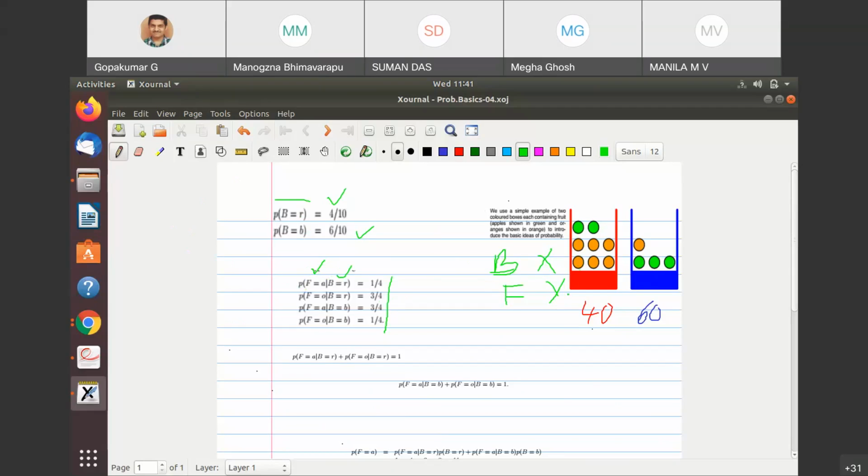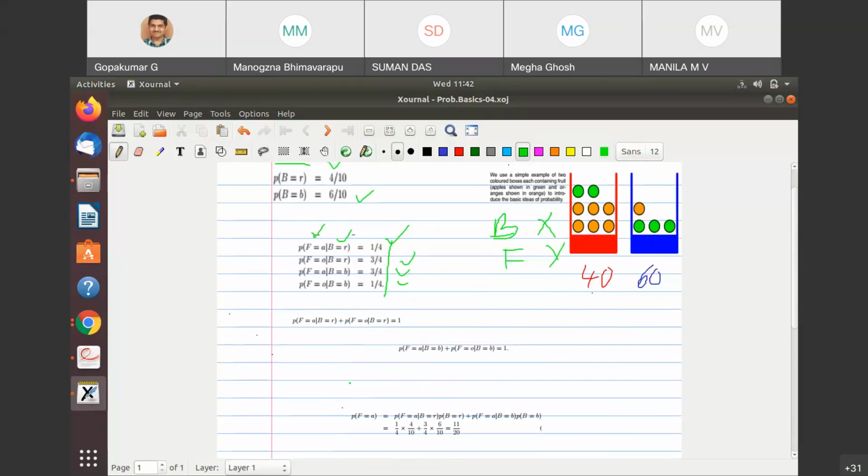These results are taken as follows: if it is the red box, we have a total of 8 fruits, out of which 2 are apples. So we have 1 by 4 as the probability for the first conditional probability. Similarly we can find the conditional probability for each of these cases. This is just an application of the results we have just seen.